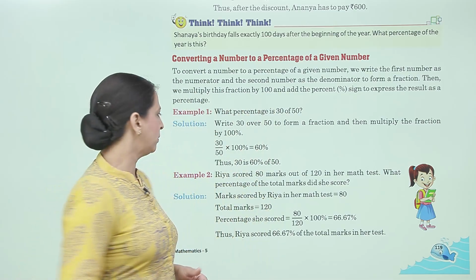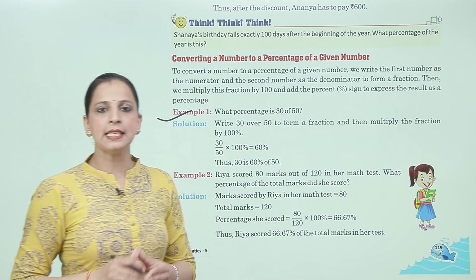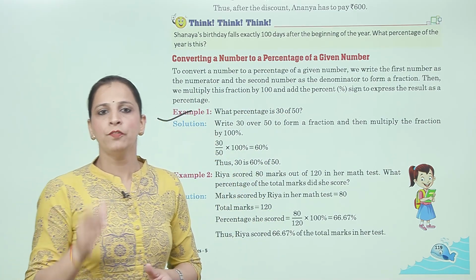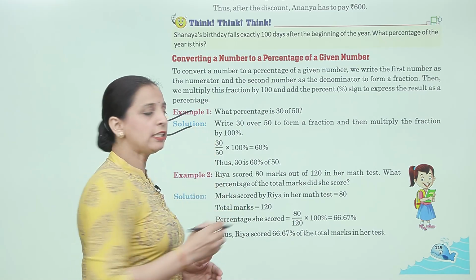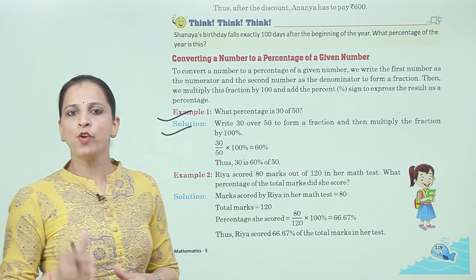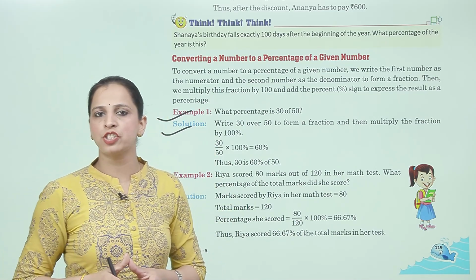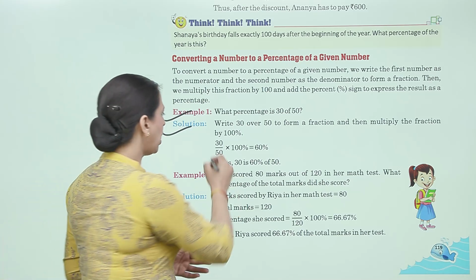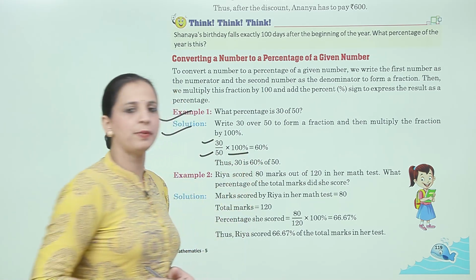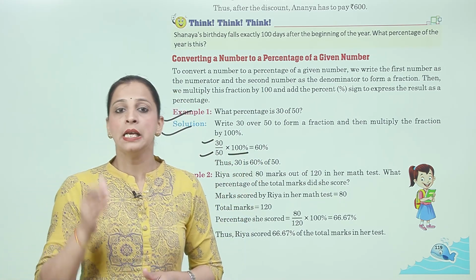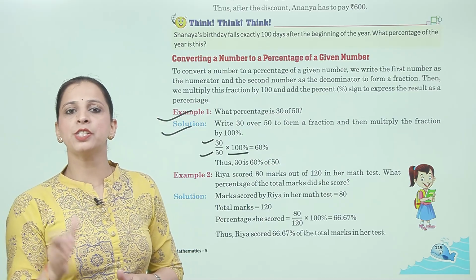Now, example 1. What percentage is 30 of 50? Now, solution, write 30 over 50 to form a fraction and then multiply the fraction by 100%. So 30 upon 50 multiplied by 100% is equal to 60%. Thus 30 is 60% of 50.